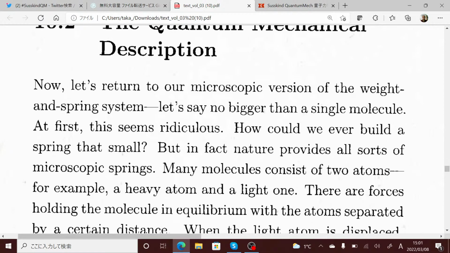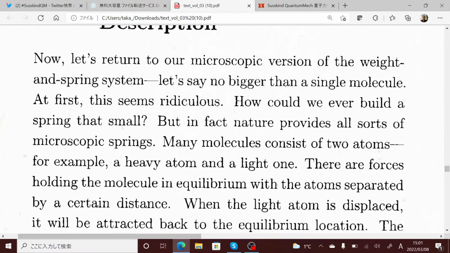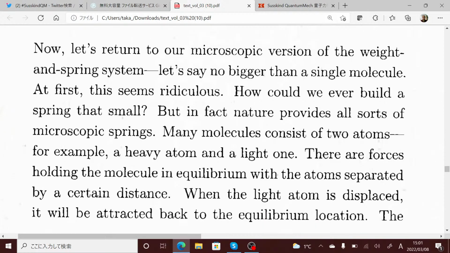Quantum mechanical description. Now let's return to our microscopic version of the weight and spring system. Let's say no bigger than a single molecule. At first, this seems ridiculous. How could we ever build a spring that small? But in fact, nature provides all sorts of microscopic springs.